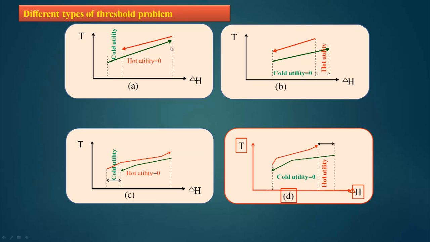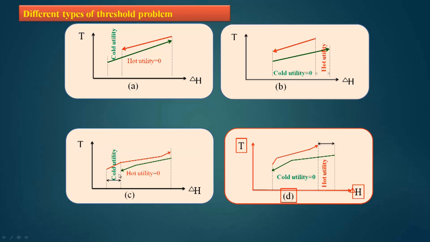It is minimum here. In the same manner, if we see here, the cold utility is 0 because one end of the composite cold curve matches with the other end of the composite hot curve. So, here the demand of cold utility is 0 and the delta T minimum is minimum at this end.